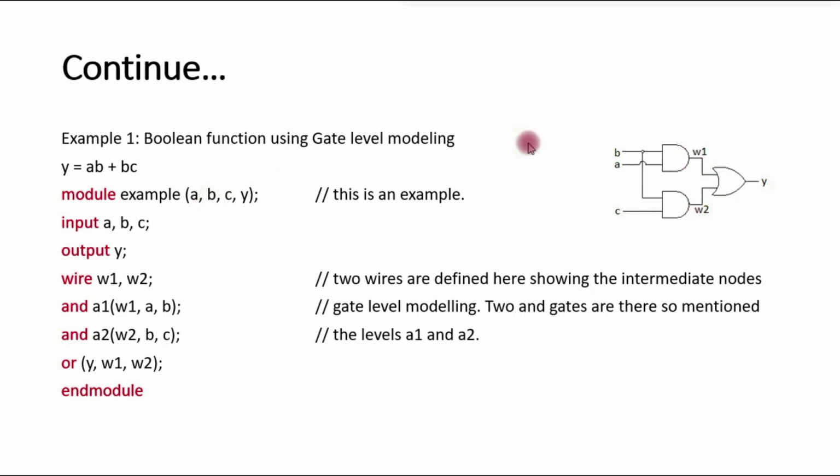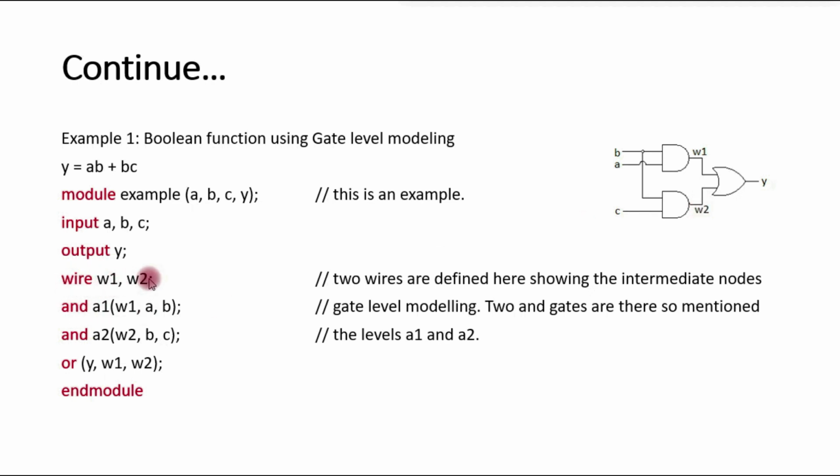The Verilog program for this logic circuit is given here. Module is the keyword. The module name we have taken is example. Input A, input B, input C, and output Y. All input output ports are defined here. Then A, B, C are the inputs, Y is the output, and W1 and W2 are internal signals. These two signals should be continuously driven, so for continuous driving we are using the wire keyword.